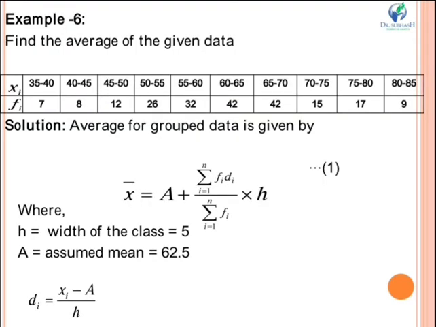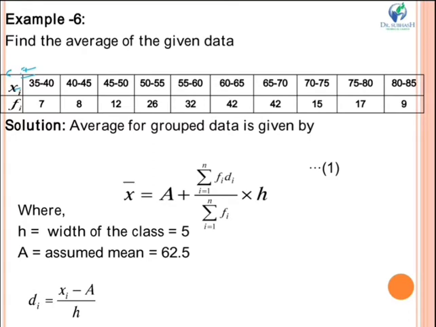Let us take one more example of the same type. Find the average of the given data. Here our given data is class interval and fi. So the class intervals are 35 to 40, 40 to 45 and so on up to 80 to 85. And we are also given the frequency values.